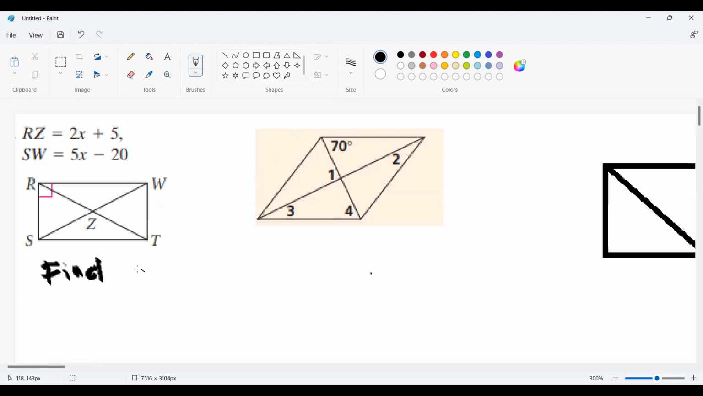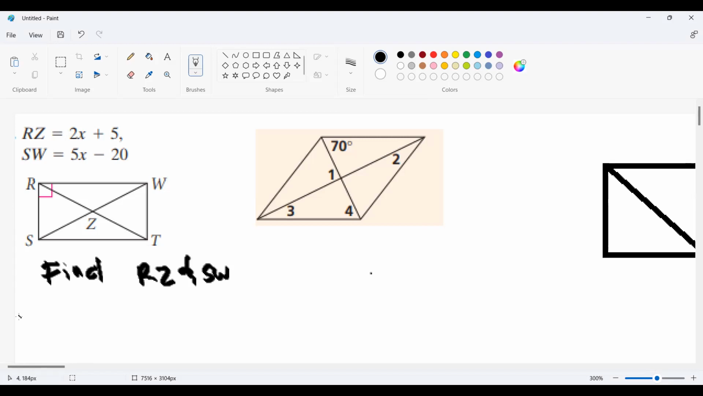Find RZ and SW. This is only for this figure. So let's try. First things first, you need to determine the theorems that can be applied in this case. Note that there are really necessary theorems.